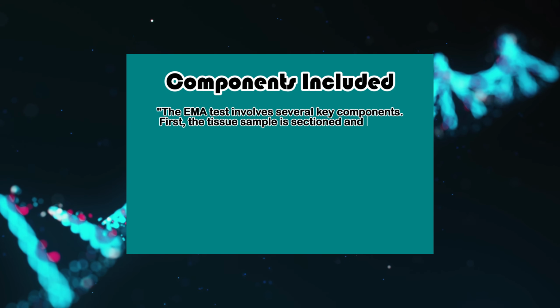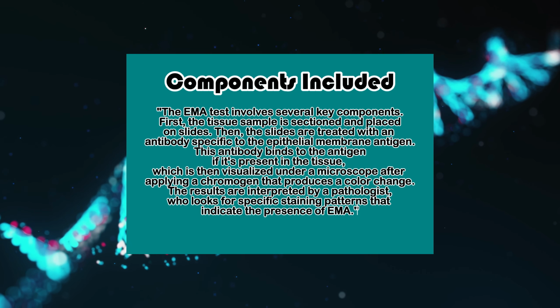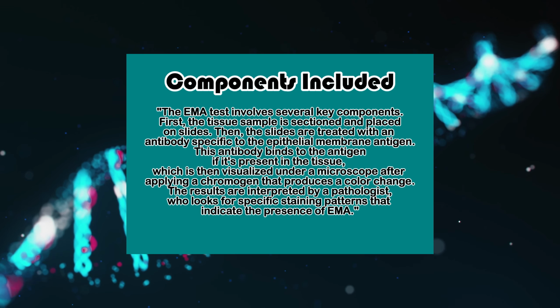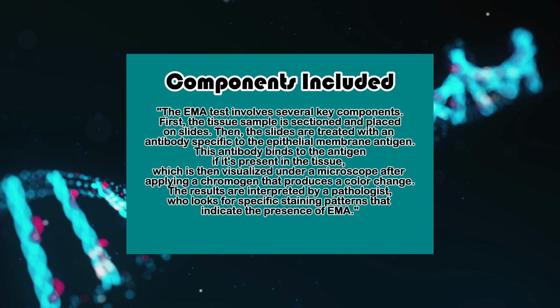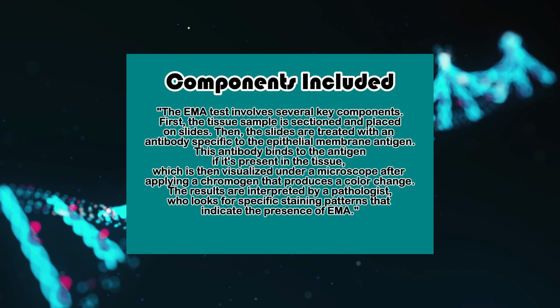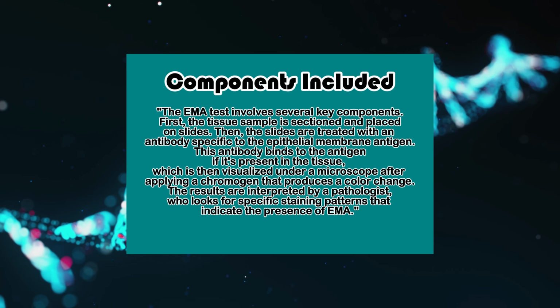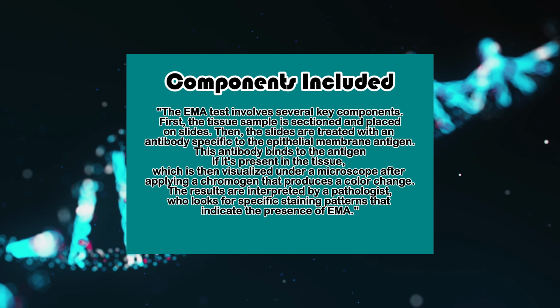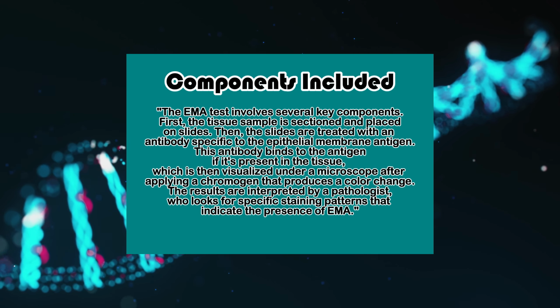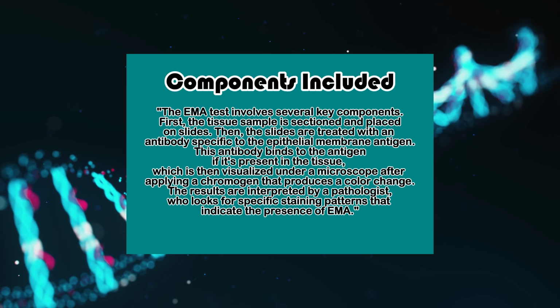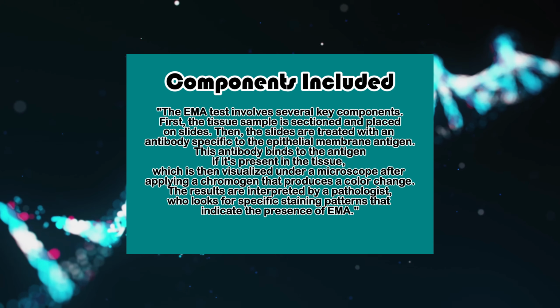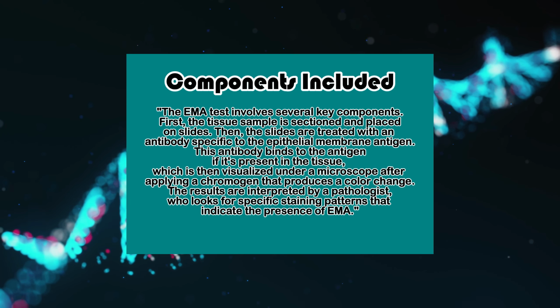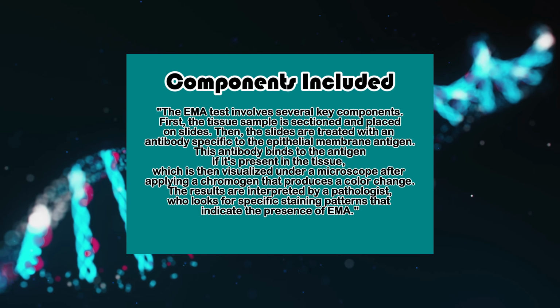Components included. The EMA test involves several key components. First, the tissue sample is sectioned and placed on slides. Then, the slides are treated with an antibody specific to the epithelial membrane antigen. This antibody binds to the antigen if it's present in the tissue, which is then visualized under a microscope after applying a chromogen that produces a color change. The results are interpreted by a pathologist who looks for specific staining patterns that indicate the presence of EMA.